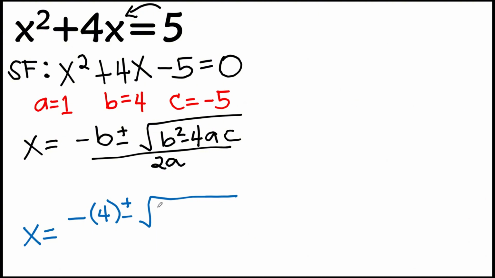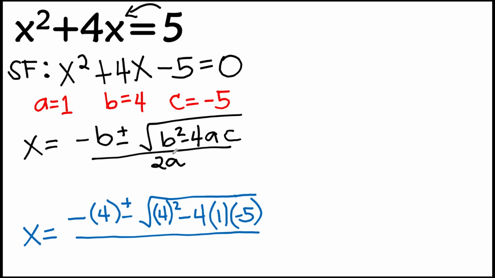Your b is 4. So, 4, and then copy squared. Copy minus, copy 4, and then for a, we replace it. Your a is 1. And then for c, we replace it. Then your c in our given is negative 5. Okay? So, I haven't solved anything yet, kids. I am only replacing all the values of a, b, and c.